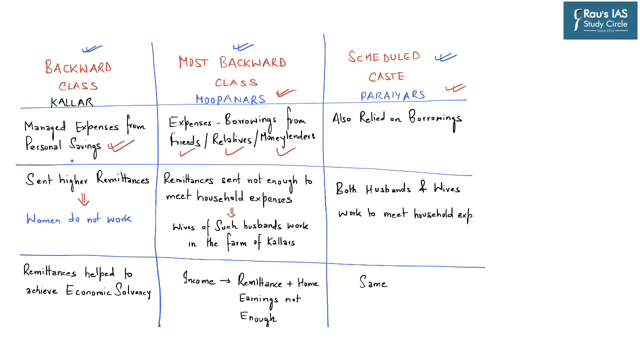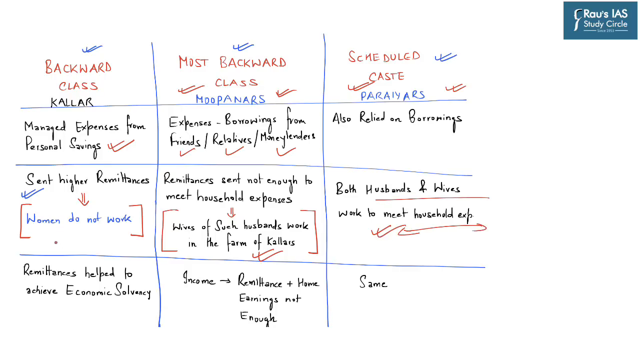Now, the Kallar community, through their connections, found better jobs, or rather better paying jobs, and because of this, they were able to send higher remittances back to their home. And because they sent higher remittances to their wife, hence their wife did not work. Whereas remittances sent by the Mupanars and also the Parayars were not enough. And because of this, the wives of such men had to work. Now, wives of men belonging to the Mupanars community used to work in the farm of Kallars. And with respect to the Parayars, both husband and wives used to work together to meet their household expenses.